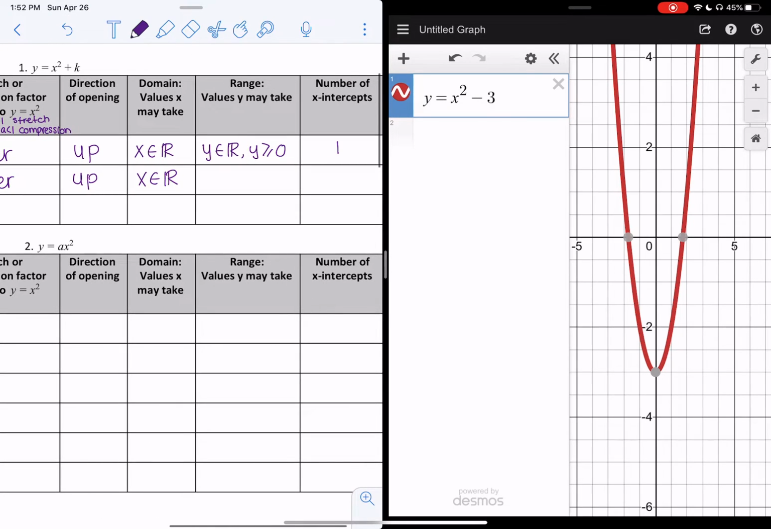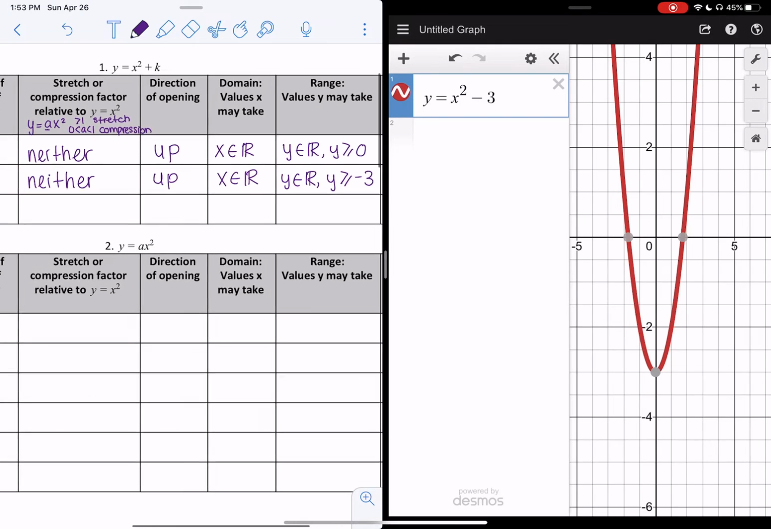Now for my y's, there are definitely things that will stop my y's. I see it gets lower and lower and lower. It goes down here to -3, and then it turns back around. So what this means is that y can be anything, the only thing is that y has to be bigger than or equal to -3. And then I look for how many x-intercepts I have, and if I look here, I have 2 of them.